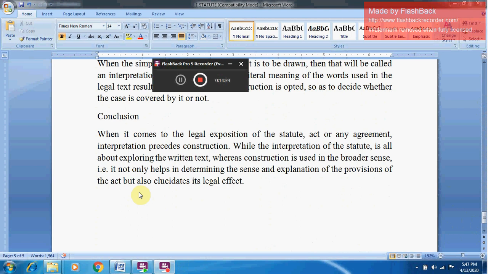In construction we will use different terminology, but in interpretation we use the literal meaning of it, and there is no change of the words. And that is the end of today's topic regarding interpretation and construction.